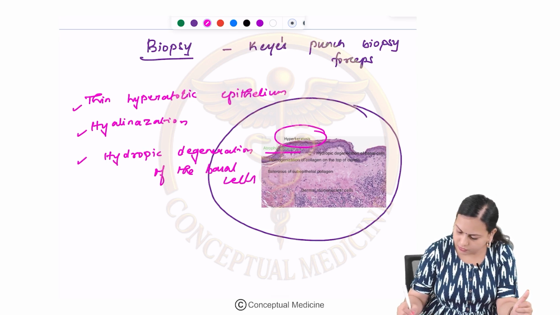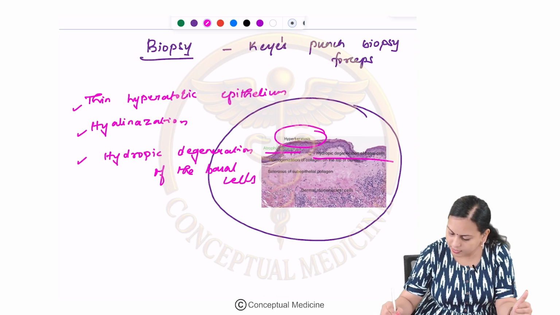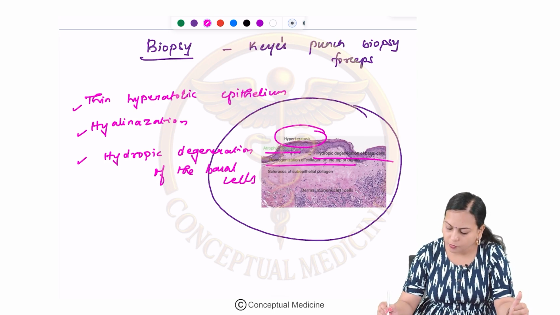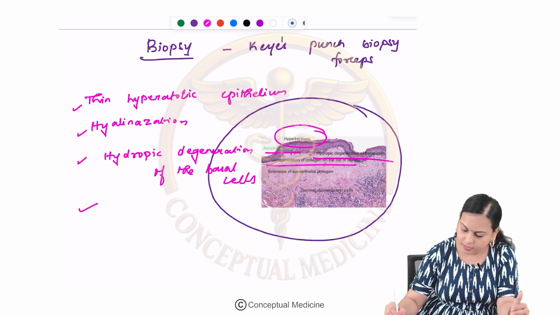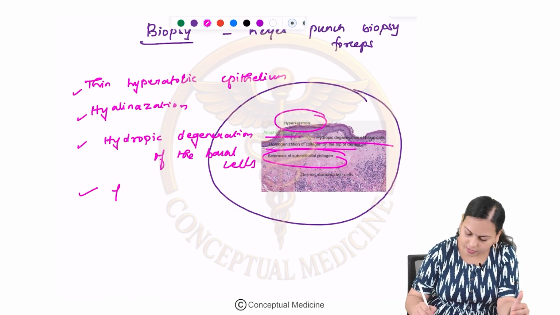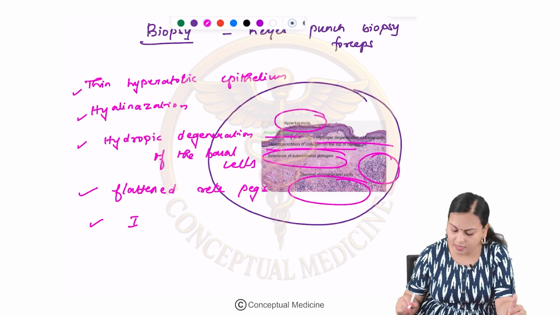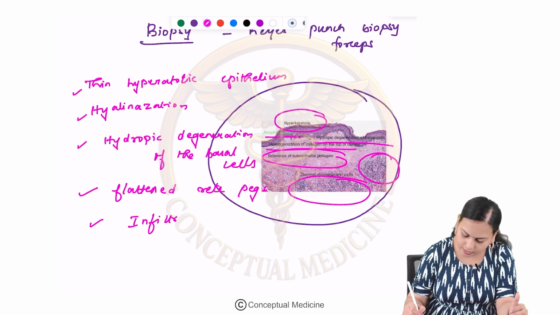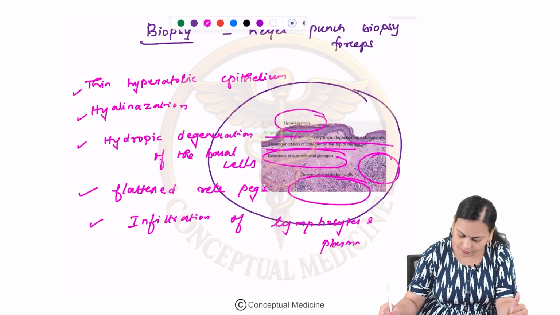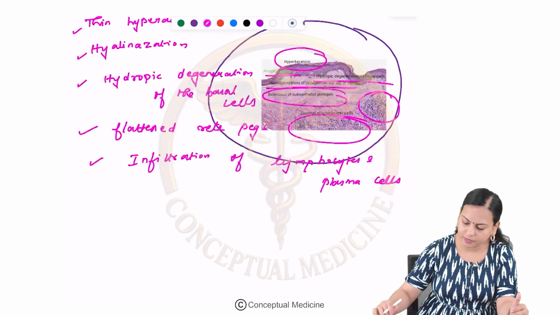Okay. So, you see hydropic degeneration of the basal cells here. Then you will be seeing homogenization of the collagen on the top of the dermis. There is sclerosis of the subepithelial region. You can also see flattened rete pegs, and there will be so much infiltration of lymphocytes as well as plasma cells. Clear?